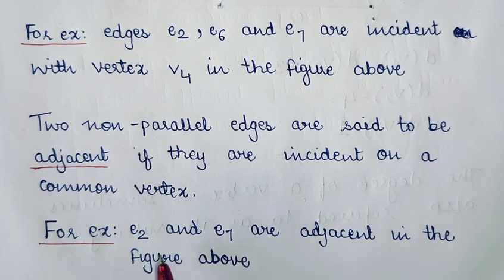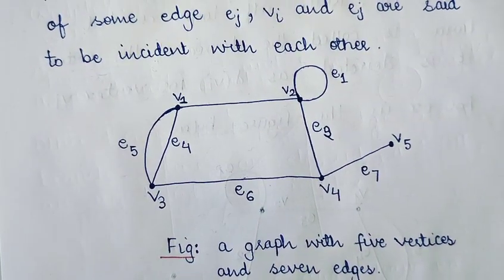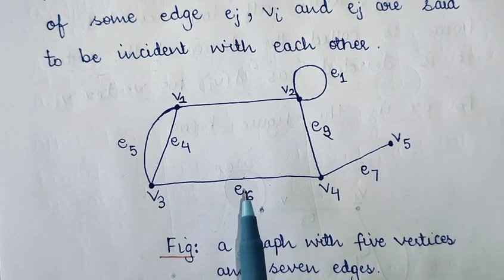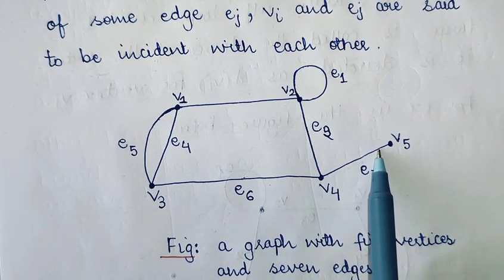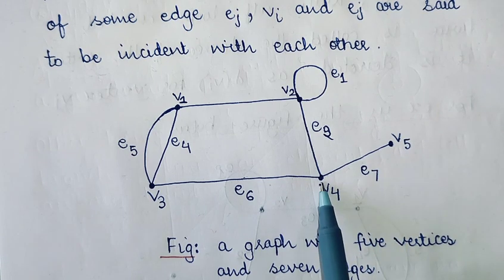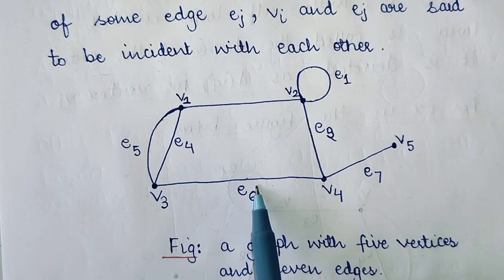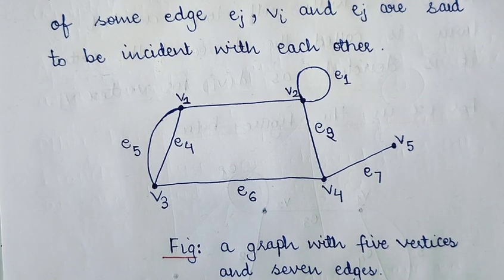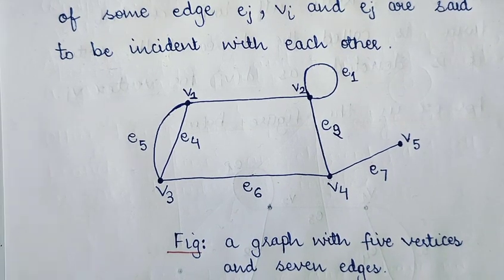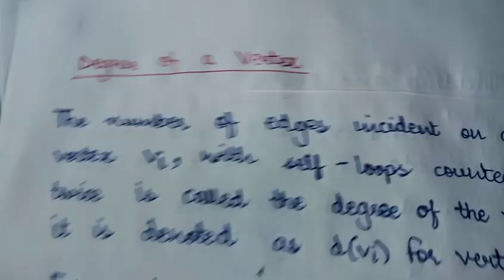For example, the edge E2 and E7. If I look at the figure above, then the edge E2 and E7 can be thought of as adjacent edges because they have a common vertex V4 between them. Similarly, E2 and E6 can also be called adjacent edges because they have a common vertex V4 with them. So, this is the concept of adjacent edges.